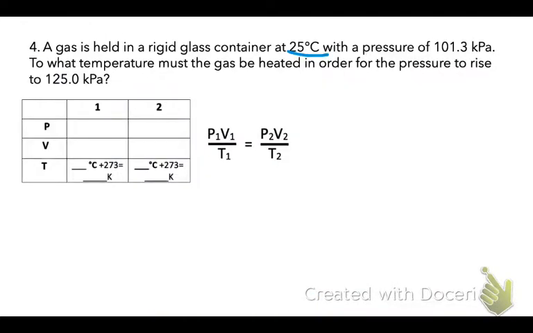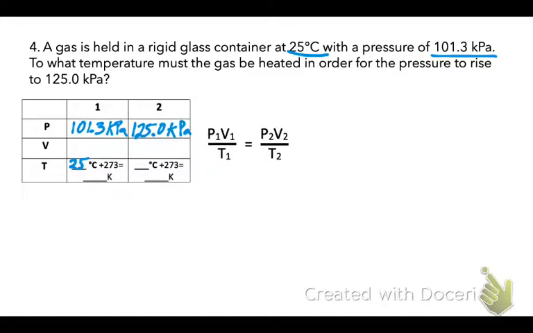All right, this question. A gas is held in a rigid glass container at 25 degrees Celsius. So already I'm going to call that my T1 with a pressure of 101.3 kPa. So 101.3 kPa, because it says that same gas at that time is that. So that's why I know they're both ones. To what temperature must the gas be heated in order for the pressure to rise to 125 kPa? So it even gives us a hint here that the temperature needs to be heated. It needs to be bigger.